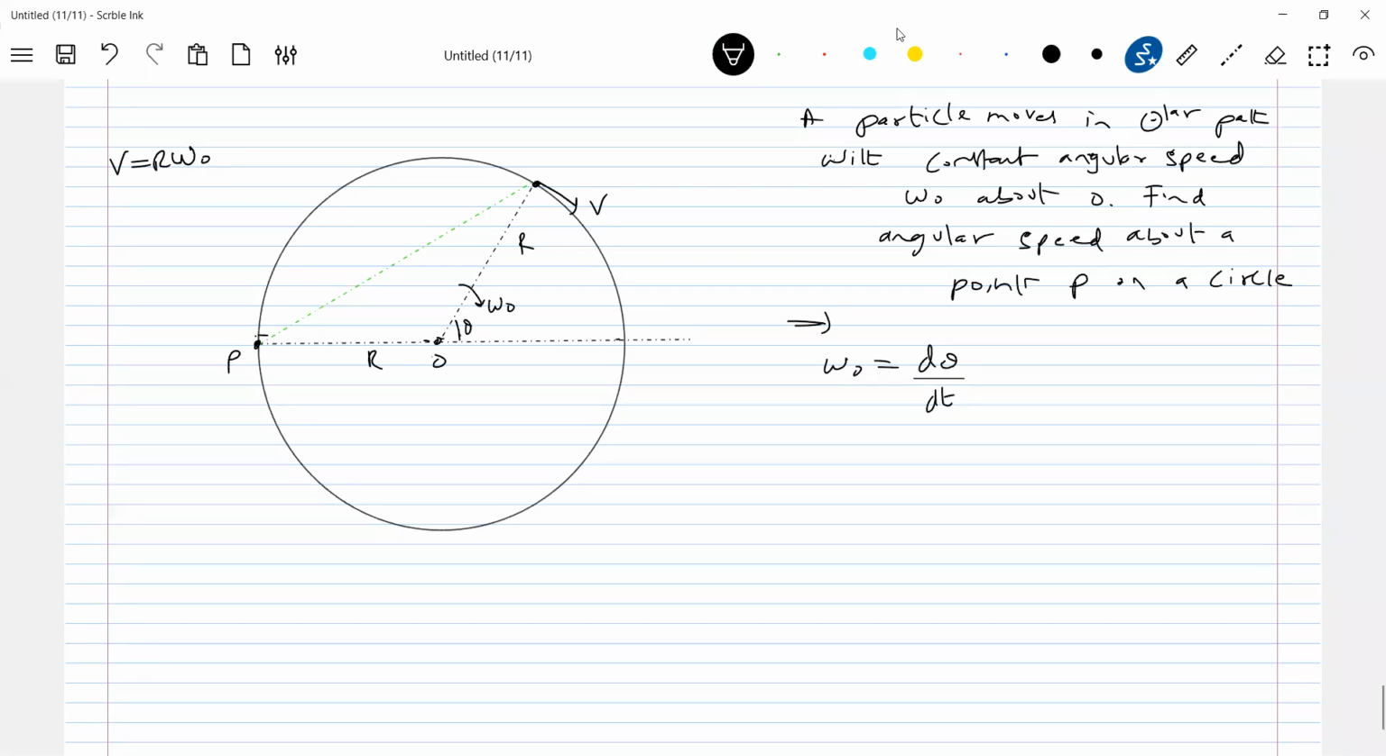So when the particle starts moving in a circular path, what will happen to its theta? Theta is going to vary. So the rate of change of angular displacement is what? Angular speed omega naught. Similarly, I'm asking the angular velocity about P. So omega P, let this angle be phi. We don't know that. According to the definition, omega P should be d phi by dt, no? To get the angular velocity of the particle about P, we should calculate this.